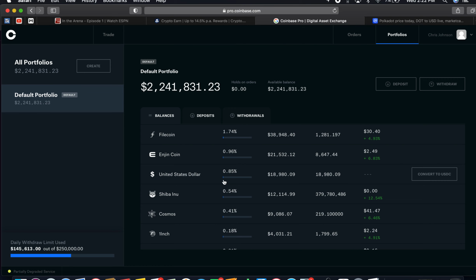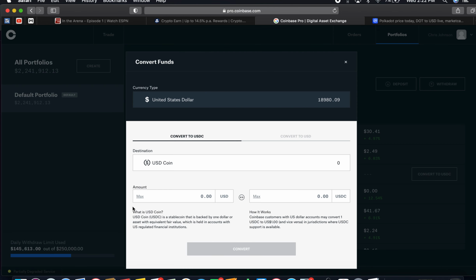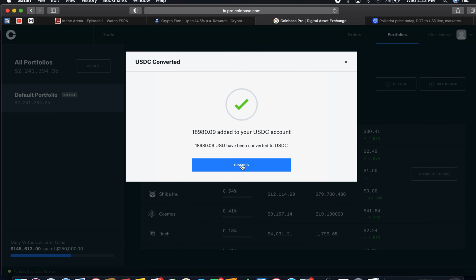So once you have that money in USD, right? You're going to send the money, it automatically comes in USD. You can convert it to USDC, right? Which is a stable coin. It's a 1-for-1 stable coin, right? So you're taking it from the regular US dollar to USDC. Cool.